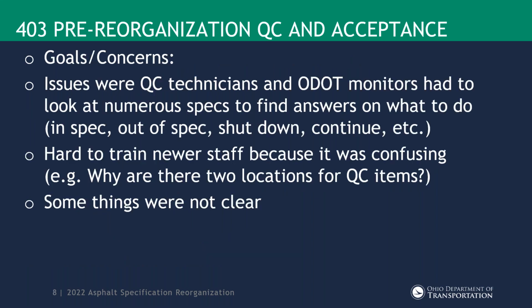So some of the goals and concerns: as a QC technician or ODOT monitor, you had to look at numerous specs to find answers on what to do. I like to reference it like a Goosebumps book, where if you do this, you go to this page, but if you're going to do this, you go to this other page. That's kind of how our spec books were laid out. It was hard to train newer staff because it was confusing. Why do I have to look at two locations to know whether my QC test met specs or not? And some things were not clear.